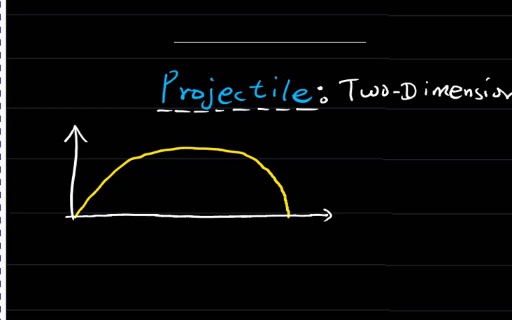Hello, you are welcome. All right, so having studied linear motion in one dimension, which of course is rectilinear motion, we are going to extend it to linear motion in two dimensions. One common application of linear motion in two dimensions is projectile. So we are going to be studying projectile in this particular video.